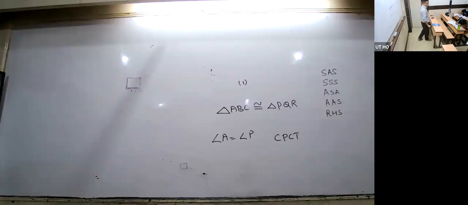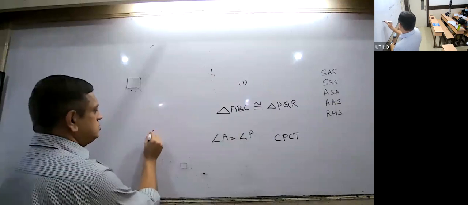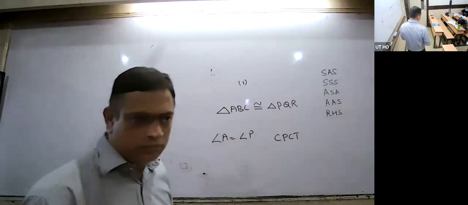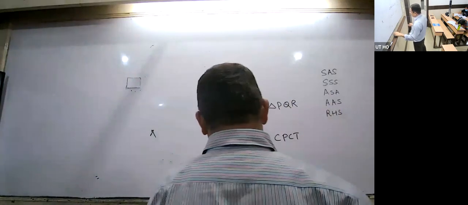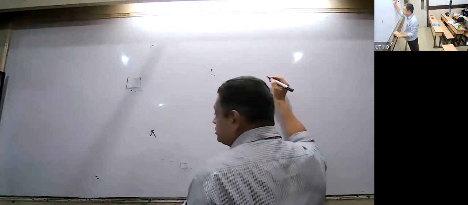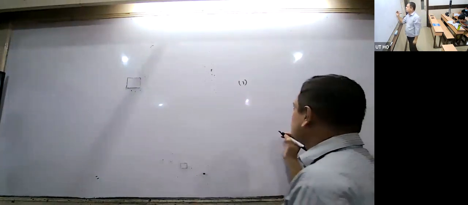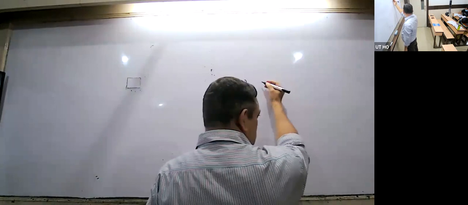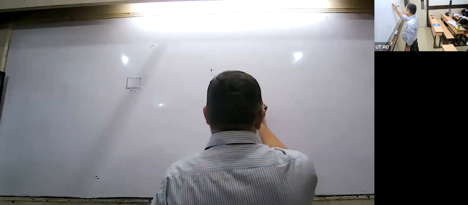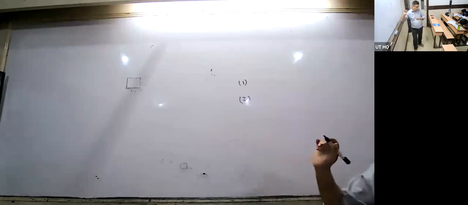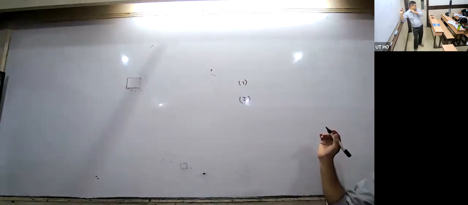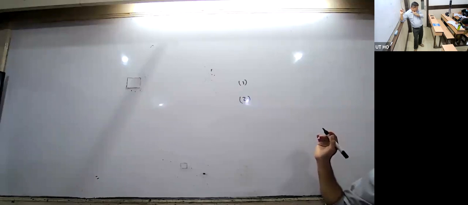Two polygons of the same number of sides are said to be similar if one, corresponding angles are equal. If there are two properties: one, corresponding angles are equal. Second, corresponding sides are proportional.